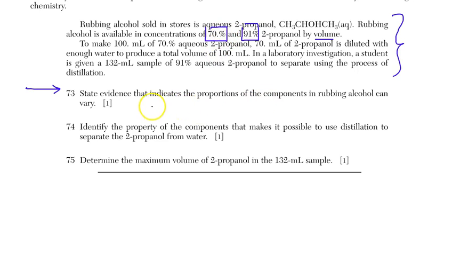So state the evidence indicates the proportions of the components can vary. Well, they gave us 2 different concentrations. That means you have 2 different amounts of rubbing alcohol with water. Okay, it's just that simple. And they tell you to make 70%, you take 70 milliliters of 2-propanol with enough water to produce 100. Here you take what? 130 milliliter sample, a lot bigger amount of alcohol with the water. Okay, so clearly it's about those percentages.